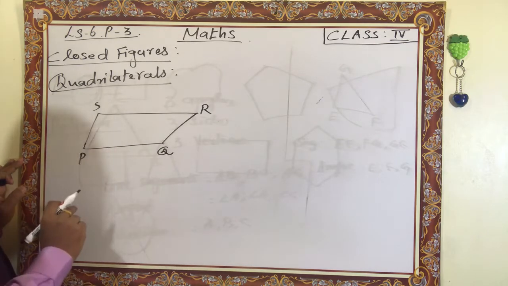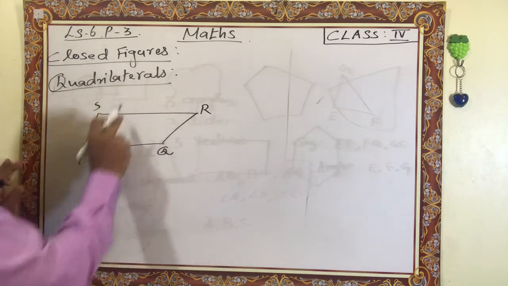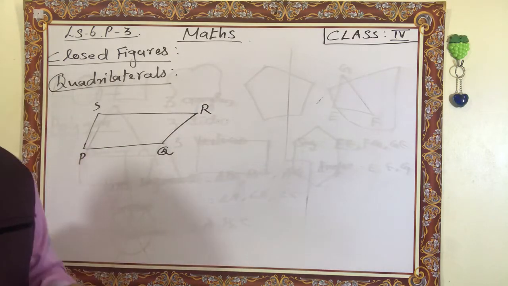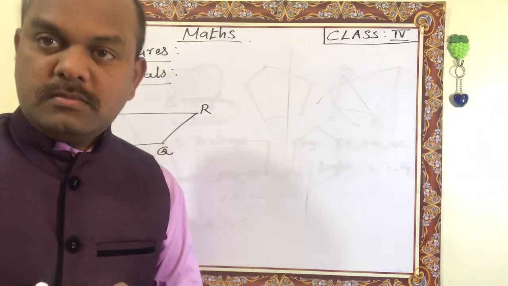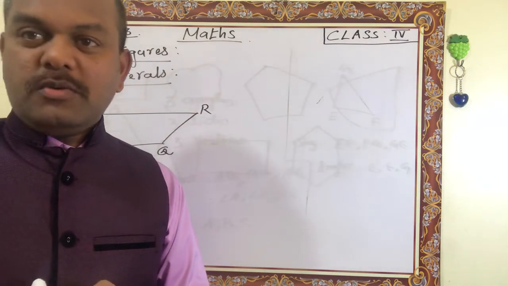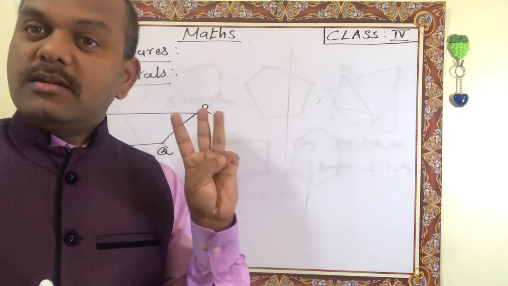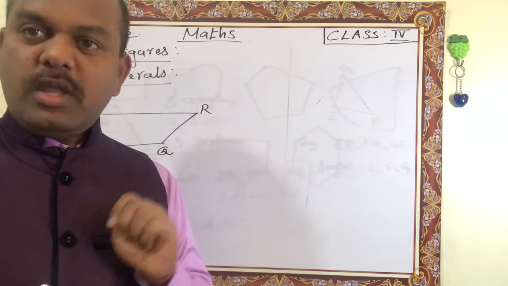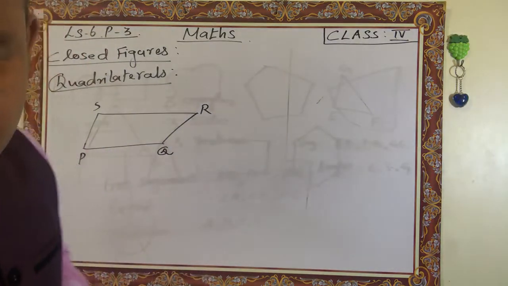So look, how many line segments are there? PQ is one line segment. QR is another line segment. SR is another line segment. PS is another line segment. Okay, four line segments. How many angles? Four angles. In a triangle, 3 angles. In a quadrilateral, 4 angles and 4 line segments.